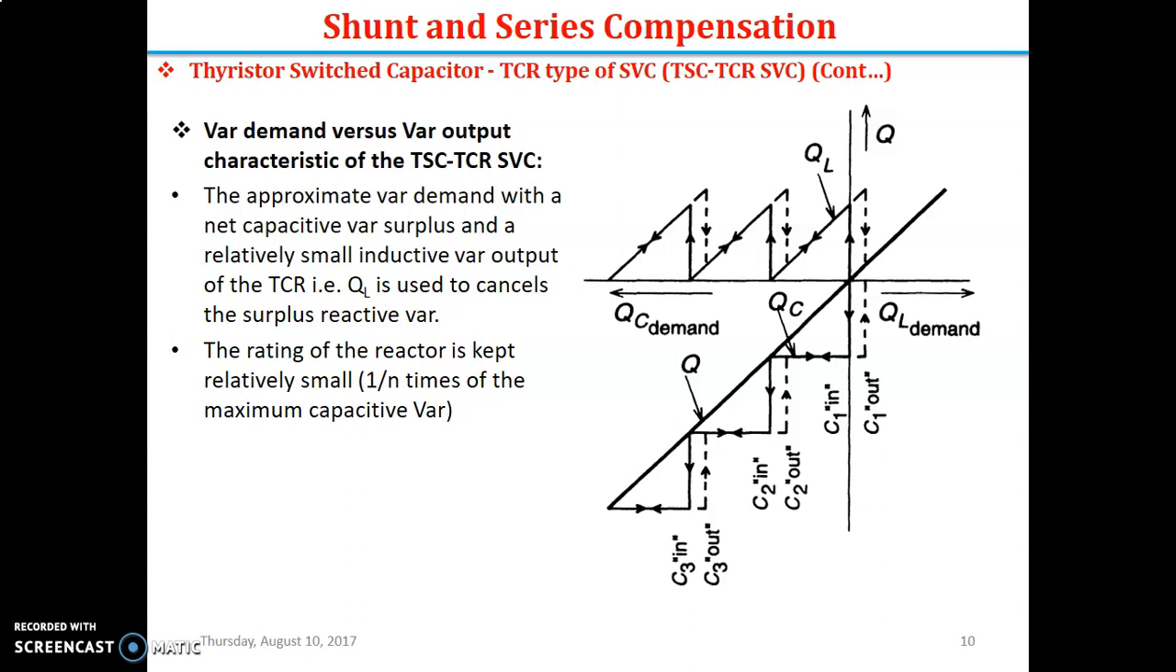and to approximate the VAR demand, the net capacitive VAR surplus has to be compensated by the inductive VAR. So you can inject a little bit of inductive VAR to cancel this surplus VAR generated by this capacitance. So accordingly you can change the VAR. Ultimately you can make it also inductive VAR by switching only the TCR.